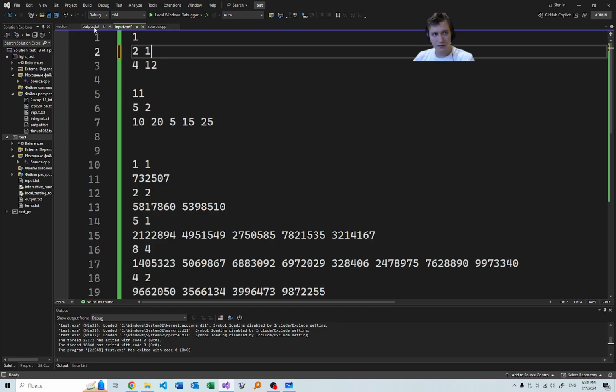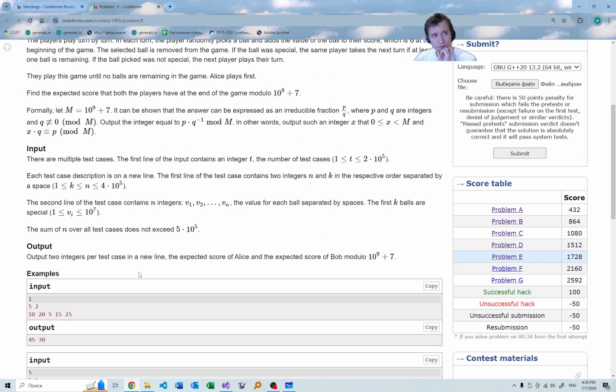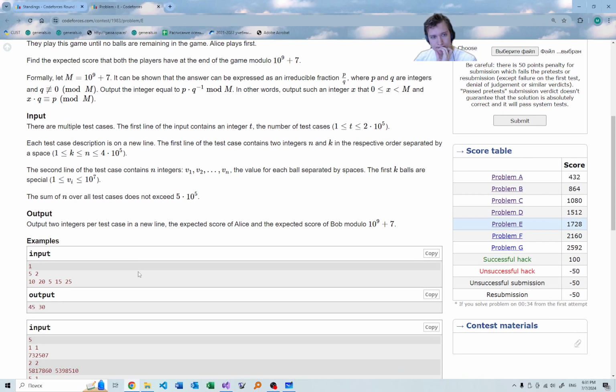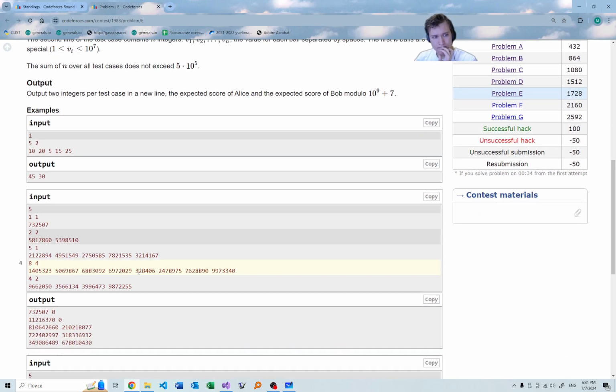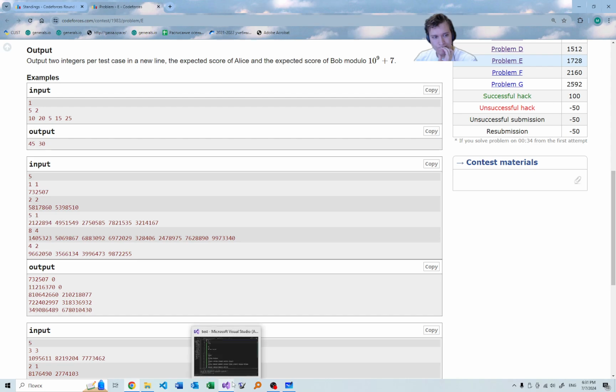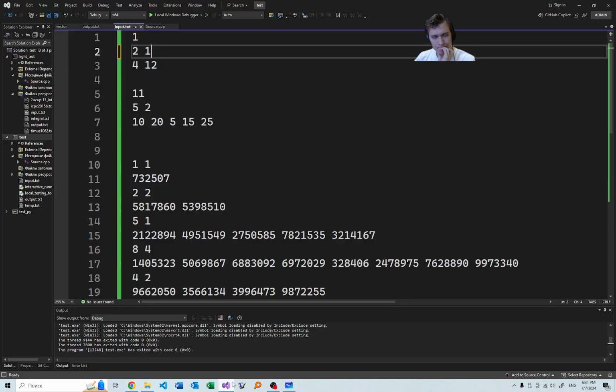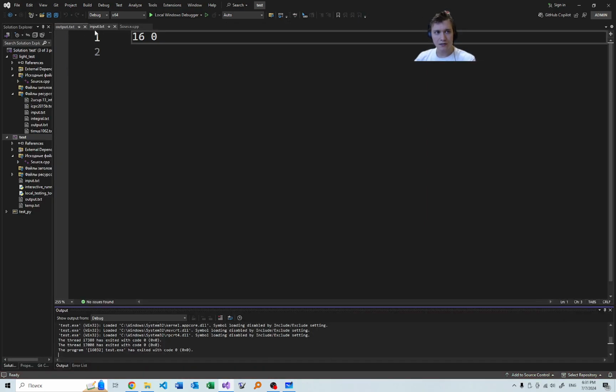If 1, yeah, then 14 and 2. And if both are special, then it's 16, 0. Yes.